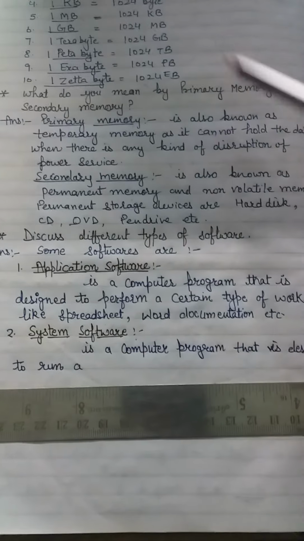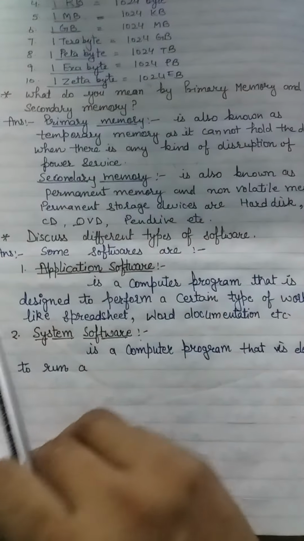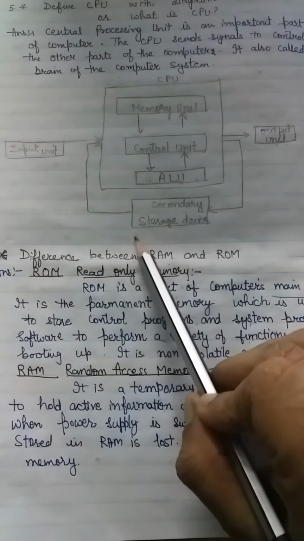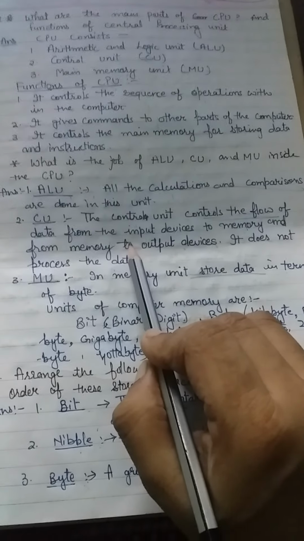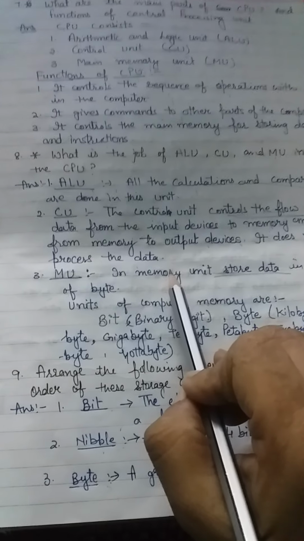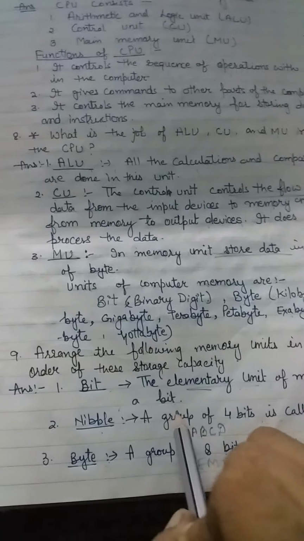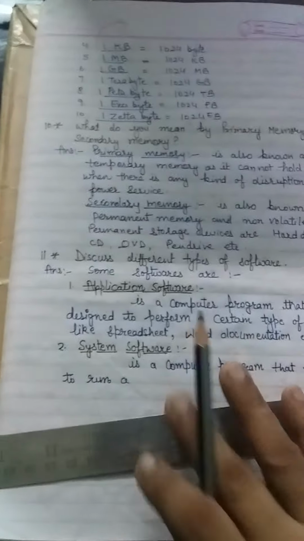I hope you all understand whatever I explained today in detail. These are the certain topics: ROM, RAM, the function of the CPU, and what the components and jobs are, the CPU components performing functions, and the memory units according to their capacity, and then different types of memory, and different types of software.